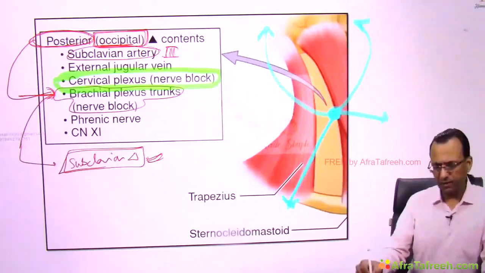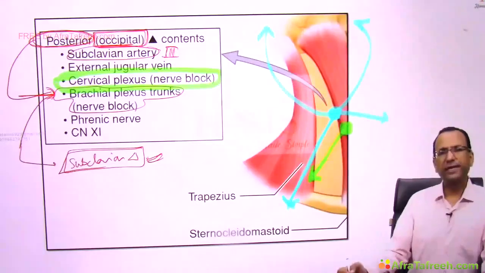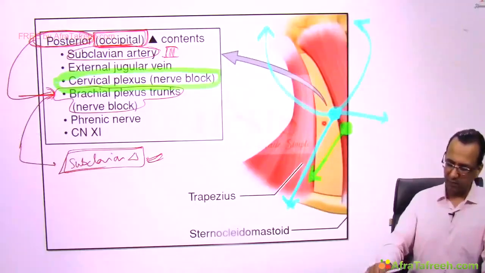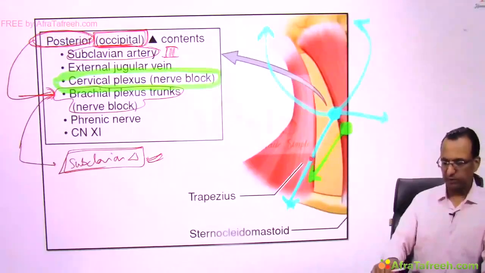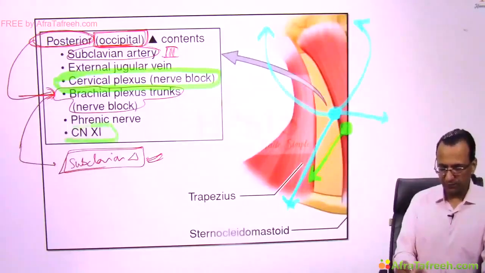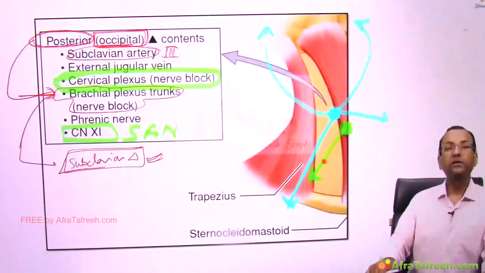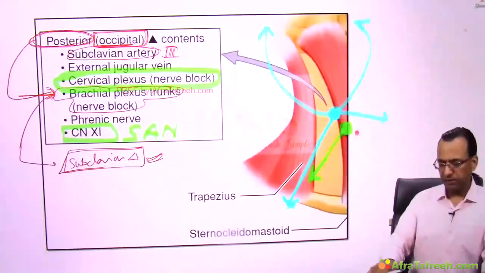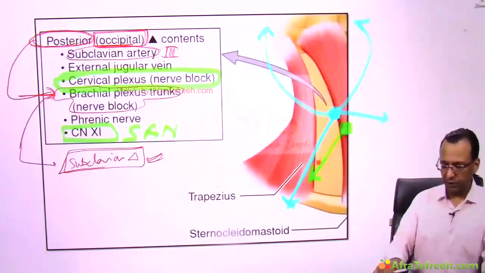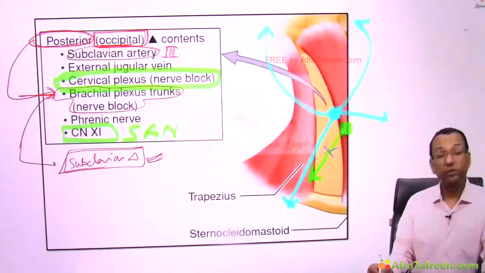What else is there? You know, there is a nerve coming, supplying two muscles. What is this nerve? You remember there is spinal accessory nerve supplying sternomastoid and then it is supplying the trapezius muscle. So if the spinal accessory nerve is coming from the sternomastoid and then supplying the trapezius, what will happen if I have a lesion? Because it is running very superficial here.